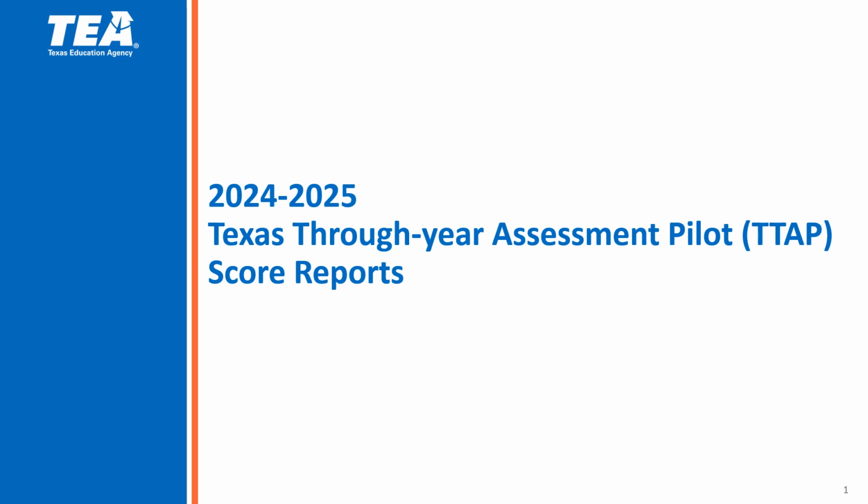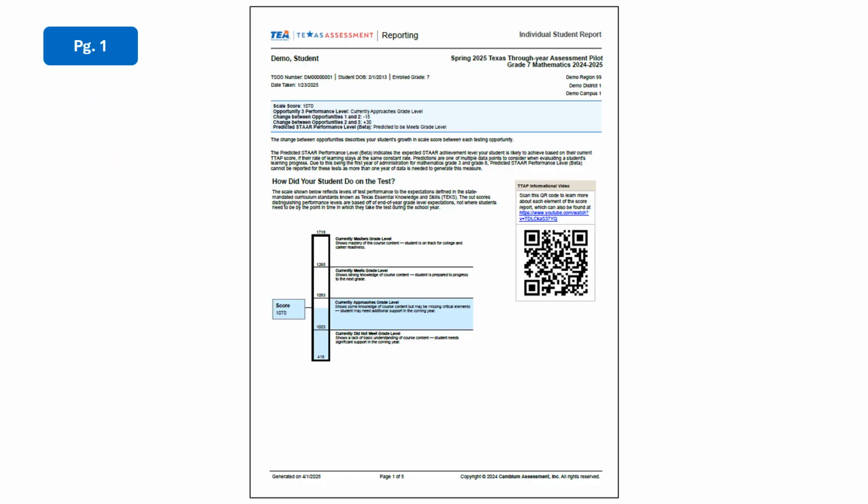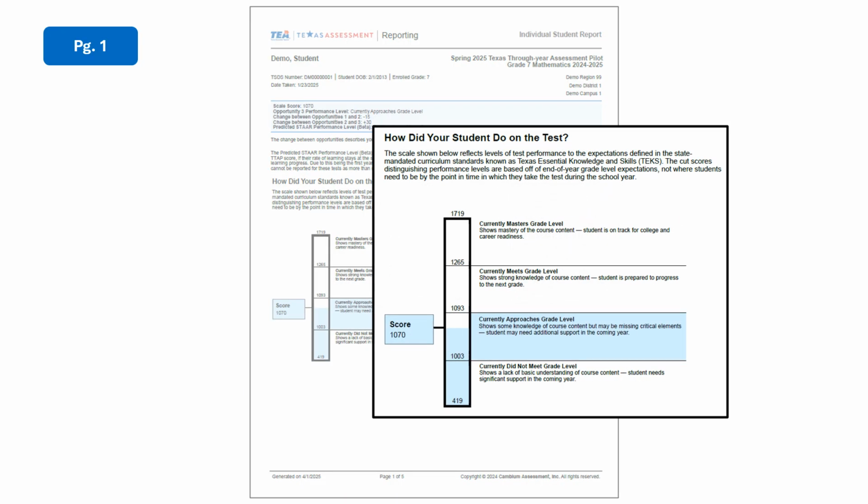This 5-minute video will review the score reports provided through TTAP. These reports are available for students after each TTAP test. Students take TTAP 3 times per year, and certain elements of the report will become more relevant as more curriculum is taught. The first page shows the scale score and performance level.